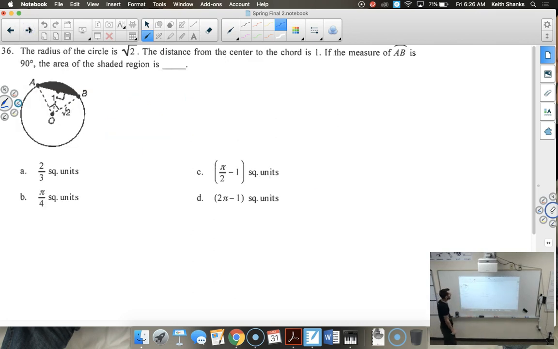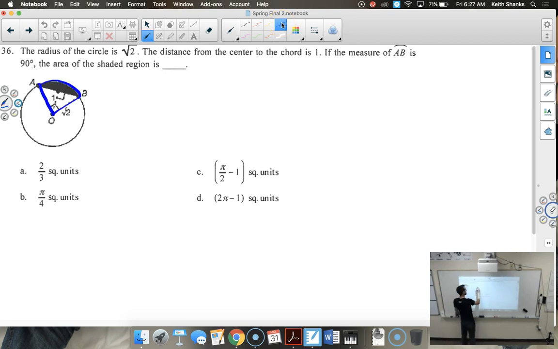All right, this one. Two things you would need to know are the area of a sector and the area of a triangle. I don't think I included it, I think 37 actually asked you just for the area of a sector. So what we're going to do is the area of the sector, which is this guy right here.